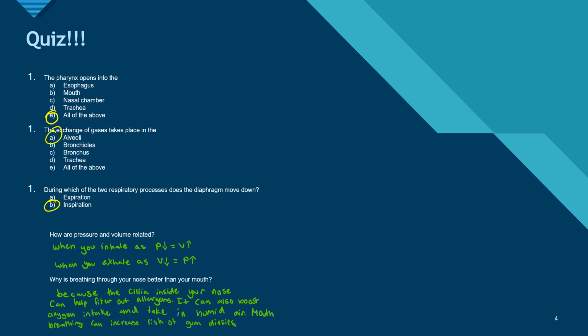The next one, why is breathing through your nose better than your mouth? So if you remember, we talked about those defense mechanisms. So things like cilia inside your nose can help filter out allergens. It can also boost your oxygen intake with humid air, because when you breathe through your mouth, it gets dry and it's not as good for you because it can actually increase the risk of gum disease.